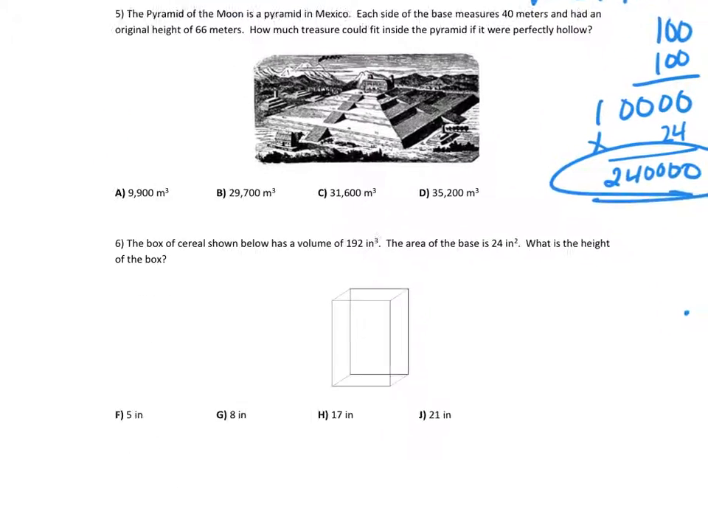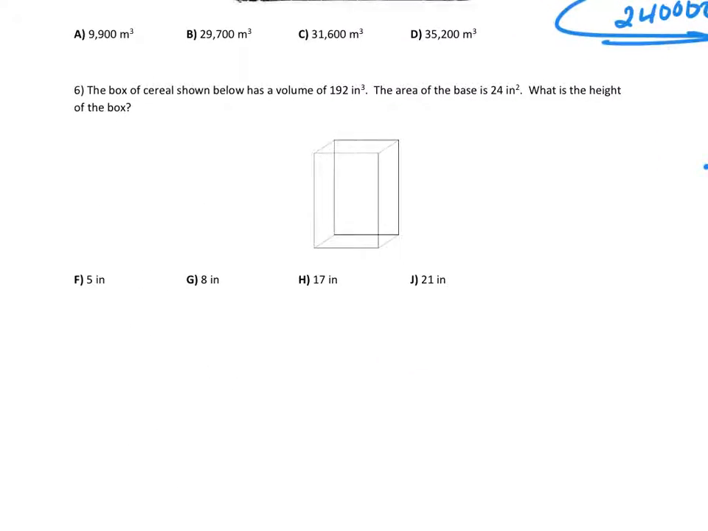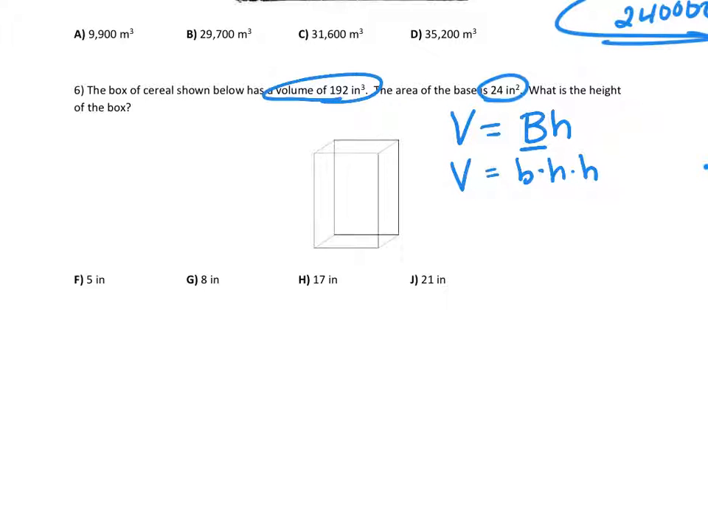Okay, number 6: the box of cereal shown below has a volume of 192. The area of the base is 24. What is the height? Okay, so volume, look at my formula. It's this, and then I'm subbing in my rectangular base. Now I'm subbing in what I know. I know that volume is 192, so that's on this side. I know that the area of the base, which is this whole section, so these two pieces, is this right here. Okay, it's by the information they gave us.